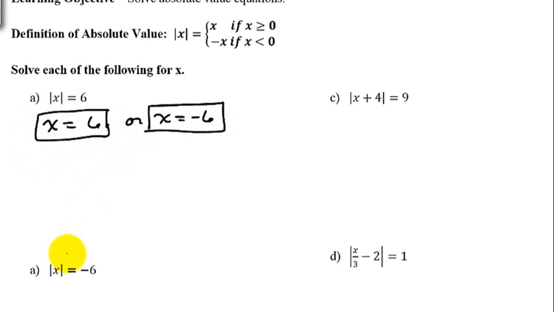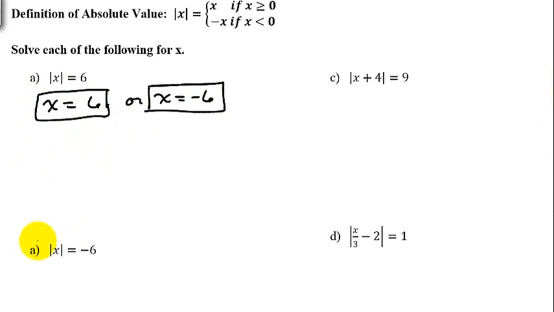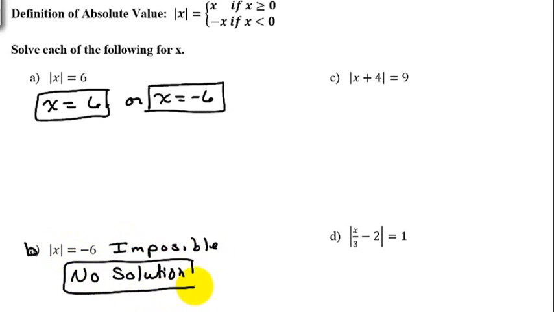Let's take a look at another example, and that should be example B. The absolute value of x is equal to -6. Well, again, remember the absolute value is a distance, and distances always need to be positive. So when you're solving these, if you see an absolute value is equal to a negative number, that's impossible. This means that there's no solution. Just make sure that if you run into this situation, you say that there's no solution.